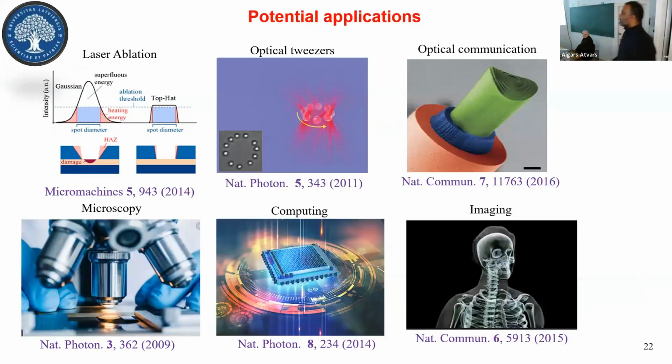Okay, so these are the potential applications that these optical elements will cover. We can use these optical elements in laser ablation, optical tweezers, optical communication, imaging, quantum computing, and also in microscopy, because in all these applications we need structured light. Without structured light, you can't generate any beneficial results from these applications. So definitely you need a new class of optical fields, a new class of structured light. So that's it. Thank you.